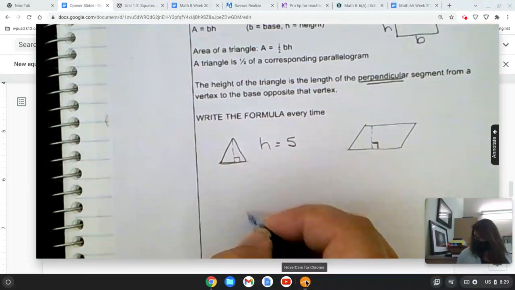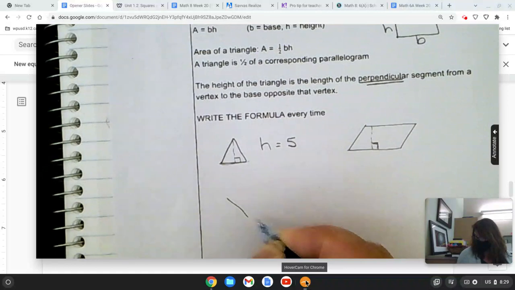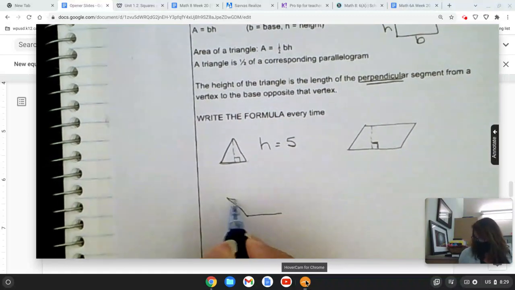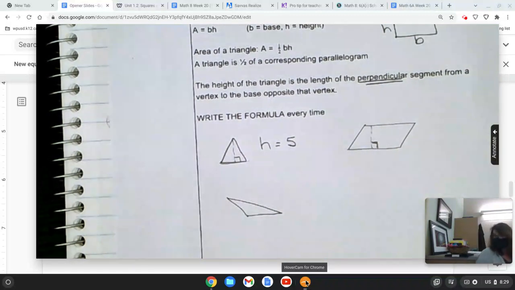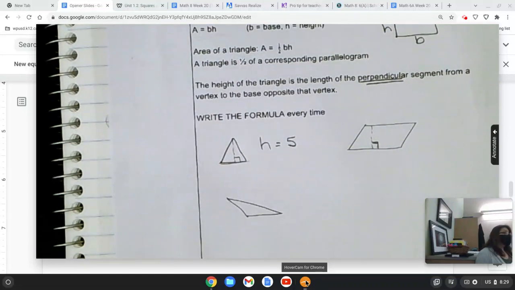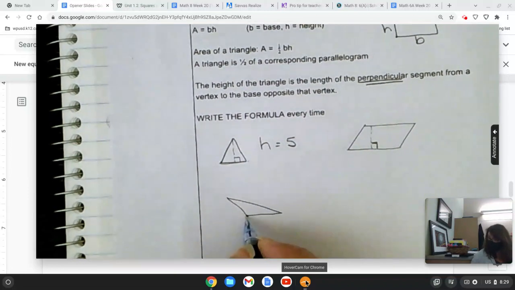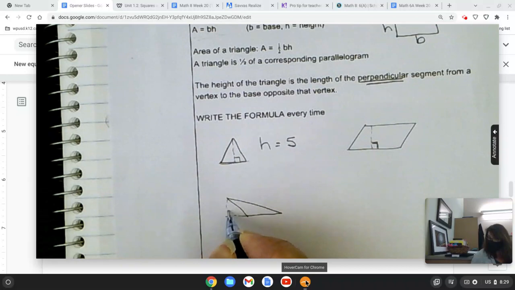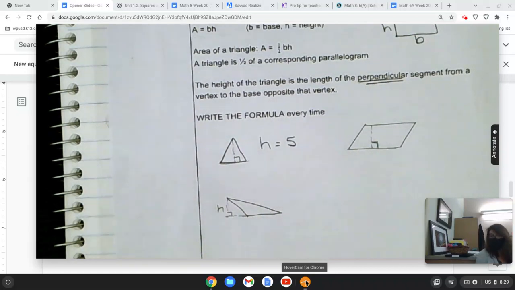Another kind of triangle you might get is an obtuse triangle. Weird looking ones, great for art. You're typically going to see the height of that one as a dotted line right here. There's your height. It's measured by extending it out. Okay.